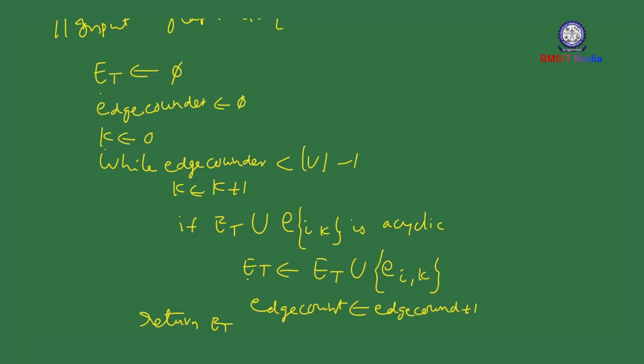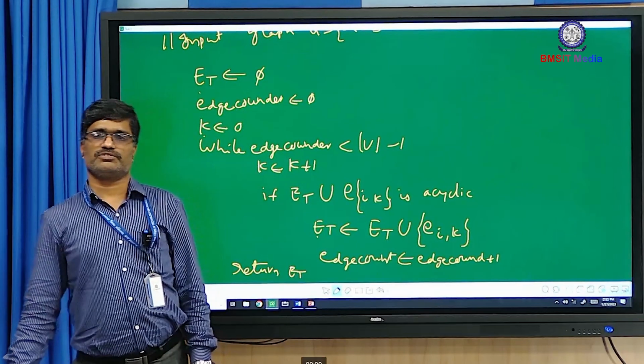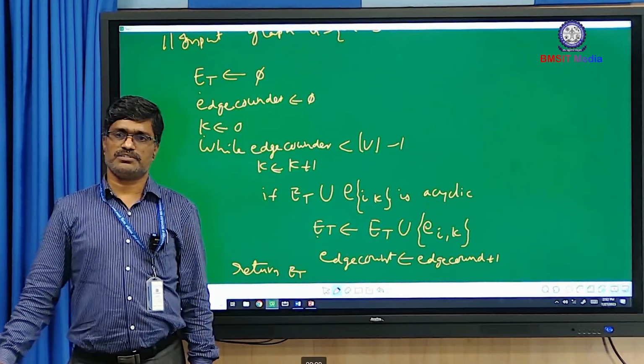So those are the differences. We have Prim's algorithm and Kruskal's algorithm. Kruskal's algorithm is an edge-based algorithm. Prim's algorithm uses a heap and is faster than Kruskal's algorithm. These were the differences between Prim's and Kruskal's.